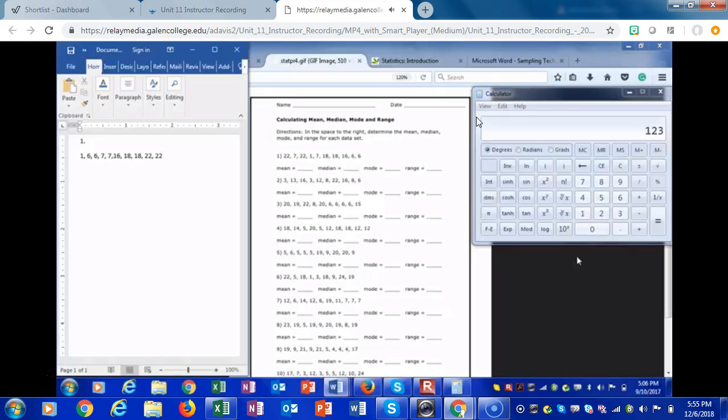So to find the mean, we just divide by 10. If we divide by 10, this answer is 12.3. Mean is the average of a set of numbers. So this answer is 12.3.